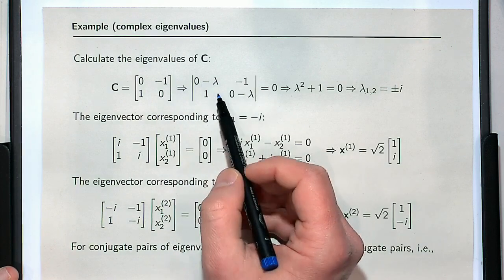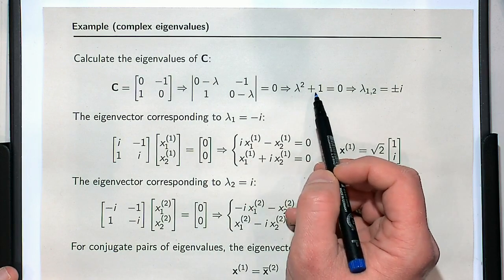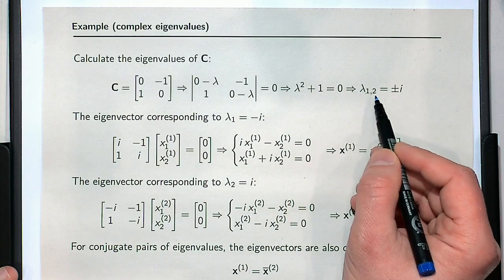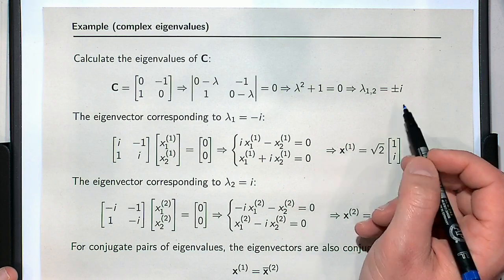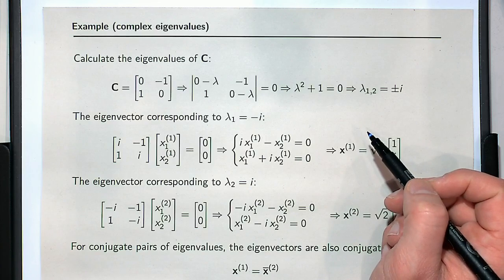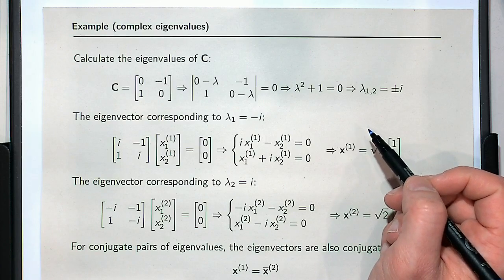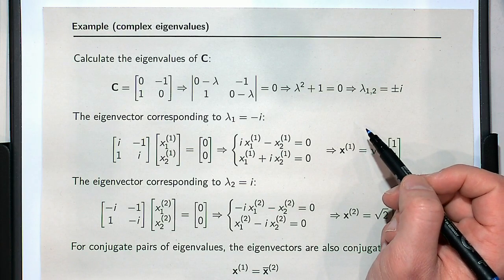So the determinant of this is lambda squared minus minus 1, which is lambda squared plus 1 equals 0. Put it on the other side, and we know that both eigenvalues are going to be plus or minus i. They are pure imaginary. As we expected, they are conjugate pairs. If you have complex eigenvalues, you always have them in pairs. You cannot have plus i and the other one be real. If you have one, you definitely have its conjugate pair.